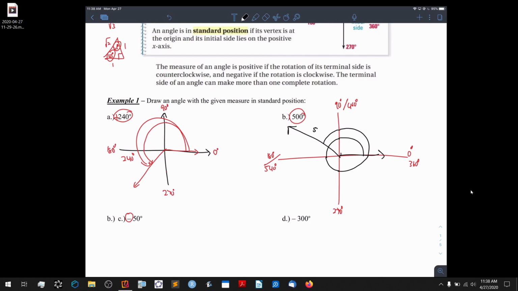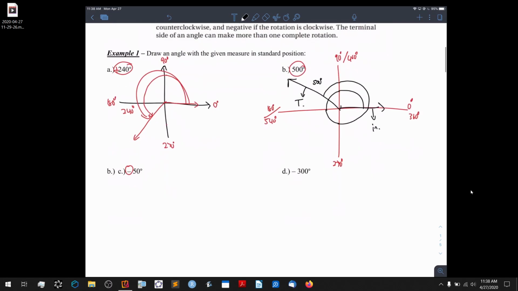So here will be my 500 degrees somewhere here, but not quite yet here because that would be 540 degrees. So there's your 500 degree angle. This is my initial side, and this would be my terminal side. All right, so that's positive angles rotating counterclockwise, and then negative angles rotating clockwise.